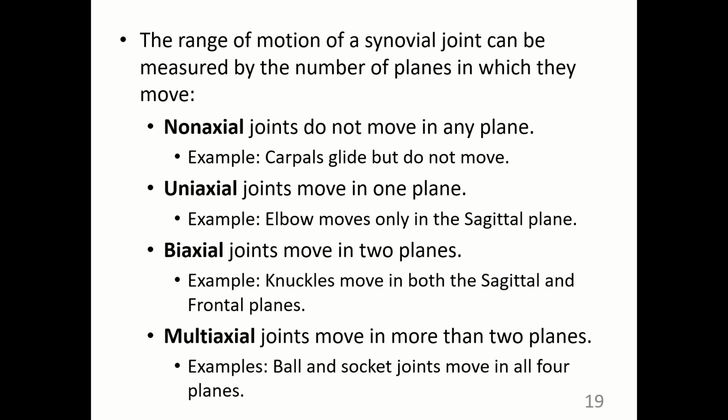Multi-axial joints move in more than two planes. We have two types of ball and socket joints, our shoulders and our hips. And these move in all four planes. You can draw a circle in space. This is called circumduction, and that is a feature of a multi-axial joint.